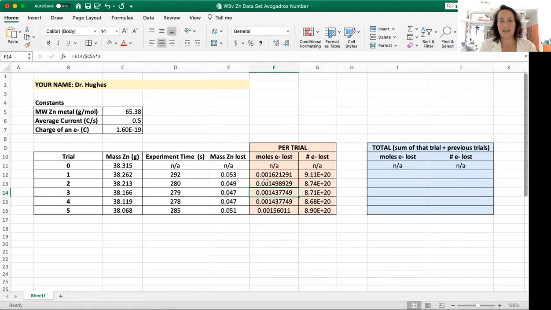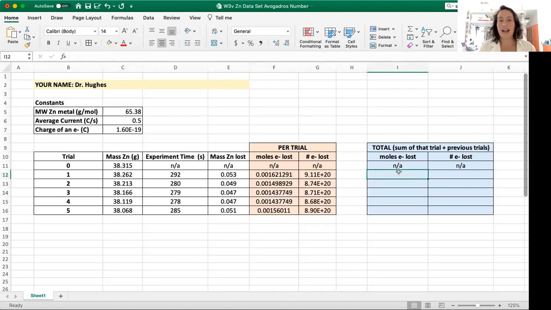Okay. So that's the amount of moles of electrons lost per trial, and this is the number of electrons that were lost per trial. Okay, so if I can plot number of electrons on my y-axis and moles of electrons on my x-axis, the slope of that line tells me what Avogadro's number is, because the units of Avogadro are number over moles, right? It's the number of atoms per every 1 mole of atoms. So my change in y, number, over my change in x, moles, is Avogadro's number.